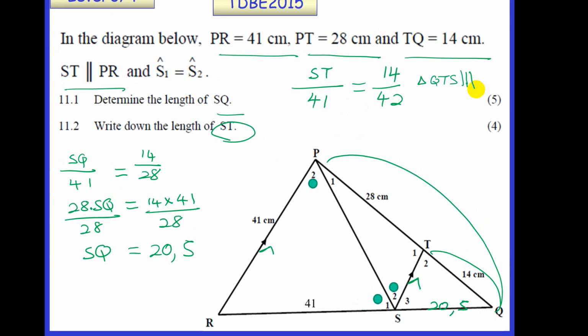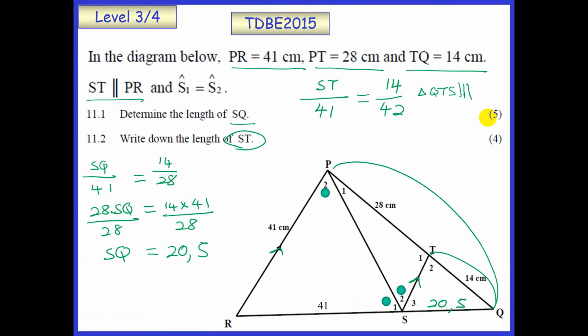Sorry about that. My pen is going a little bit off a tangent here. And we said QTS and QPR. Okay, and the reason for that as well is that we have ST is parallel to PR. And then we can cross multiply, and from there we can find ST. Using our calculators, we're going to take 14 times 41 and divide that by 42. And that'll give us about 13.67.